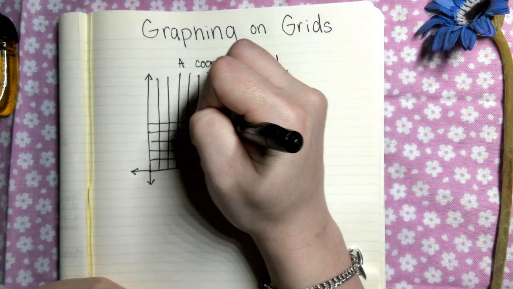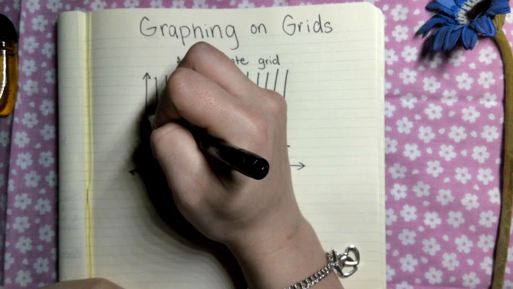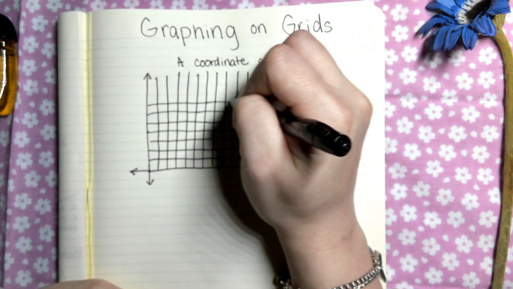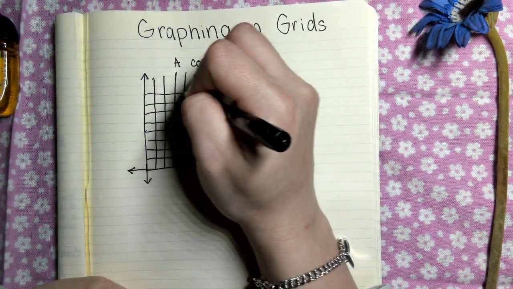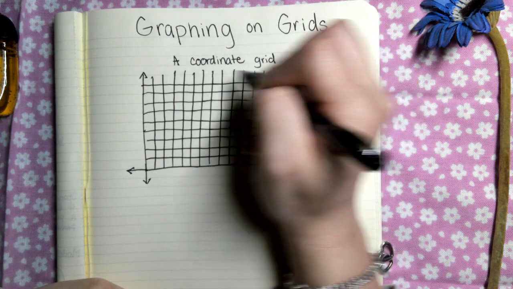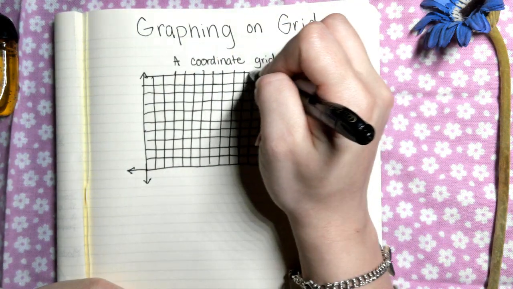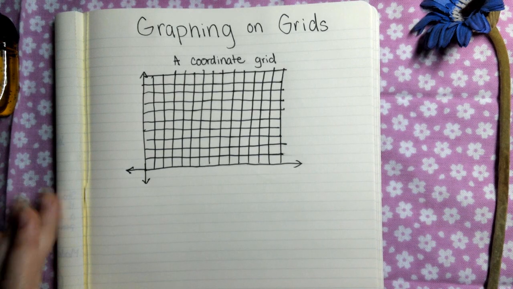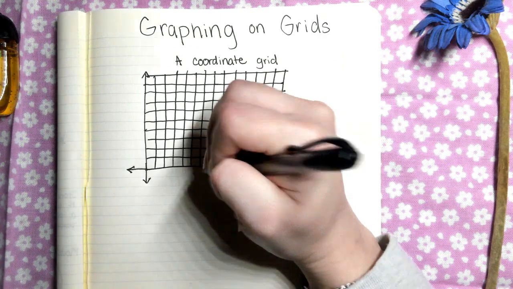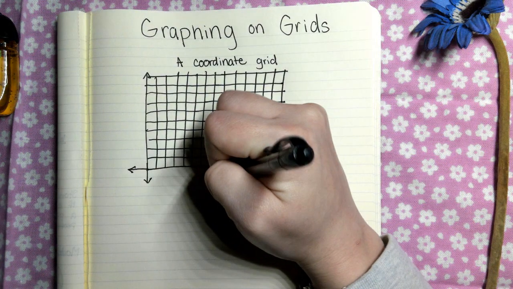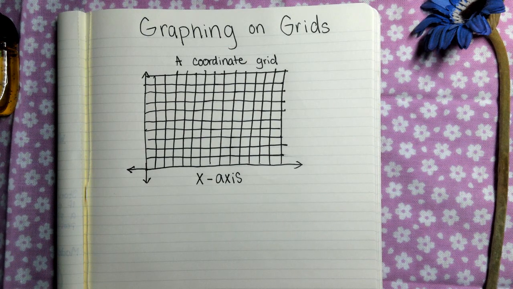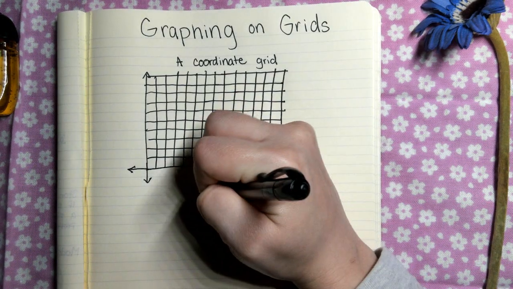I try not to get my palm in the ink. You can see I've already started spreading it a little bit. Almost done. Again, this doesn't need to be perfect. It just needs to give you the general idea of what you're doing. Hey, it looks like a coordinate grid, right? Let's go ahead and label our axes. This is the x-axis. The x-axis, it's horizontal.